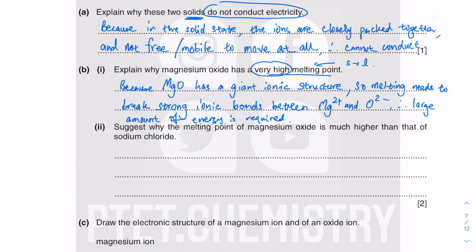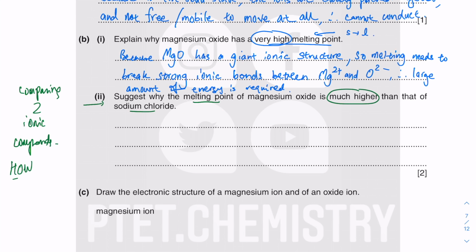So next bit, suggest why the melting point of MgO is much higher than sodium chloride. So this one is also structure and bonding, but because this is comparing two ionic compounds, there's no need to think about saying the same thing again. Instead, you should be thinking about how is their strength of ionic bond different?